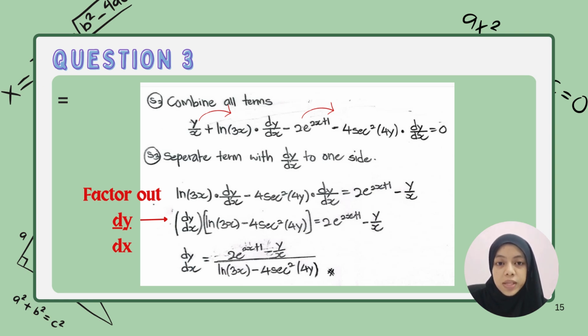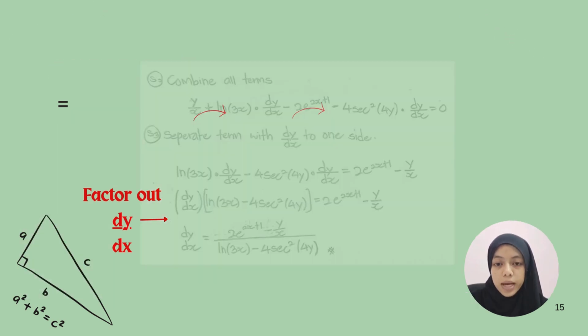So we need to factor out the dy/dx. So dy/dx times ln(3x - 4) sec²(4y) equals 2e^(2x) + 1 - y/x. So the final answer we get is dy/dx equals (2e^(2x) + 1 - y/x) divided by ln(3x - 4) sec²(4y).